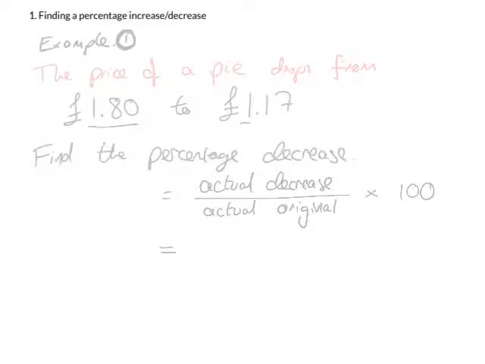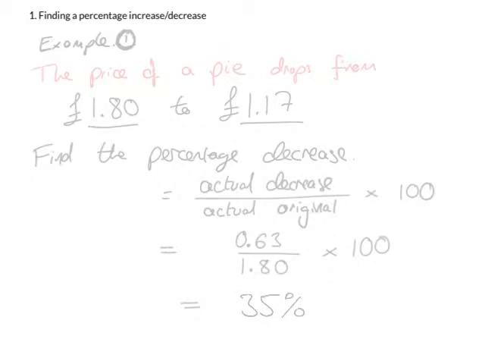So the decrease is the amount of money we go down from 180p to 117p, which is 63p. So the decrease is 63. In fact, it's 0.63 because we're working in pounds. The original price, and this you do need to think about, the original price is not always the biggest price, it's whatever you start with. So £1.80. And if we plug all of that into our calculator, we come out with the number 35. So that is a 35% decrease.